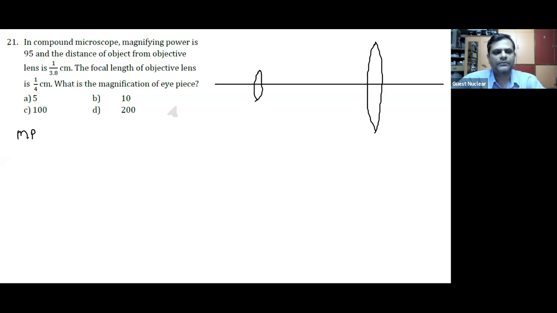So MP of compound microscope is 95, which is actually the product of, we know that the magnifying power of compound microscope is going to be the product of magnification produced by objective multiplied by magnifying power of eyepiece, right? ये होता है. ठीक है, तो अभी इसमें मैग्नीफाइंग पावर ओवरऑल तो दिया हुआ है. अगर ये मिल जाए तो हमको ये आराम से मिल सकता है.